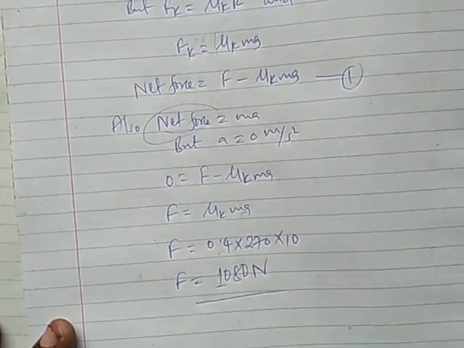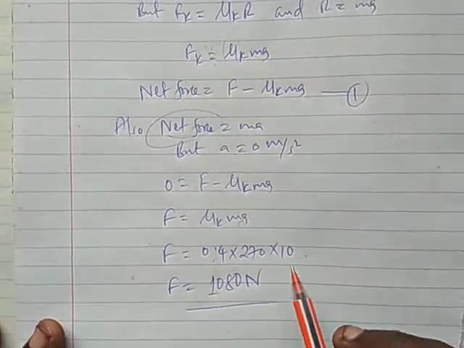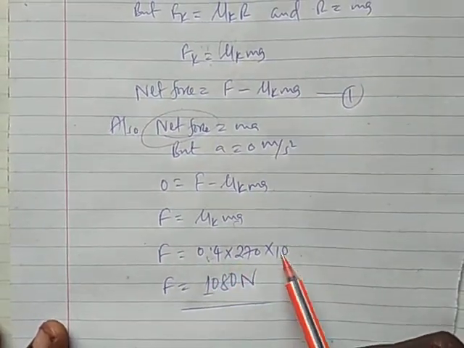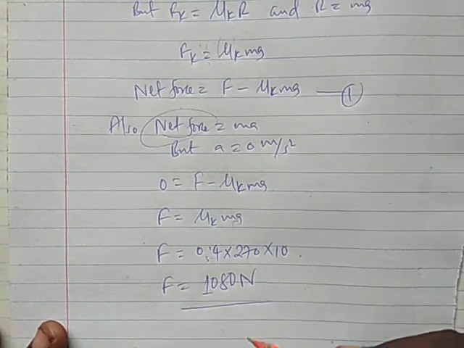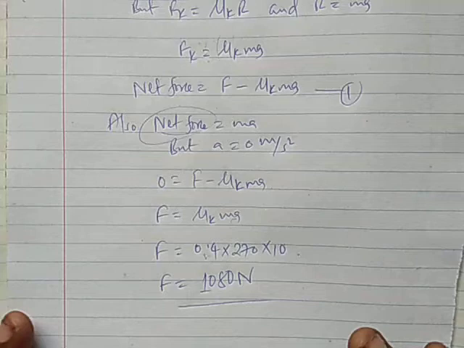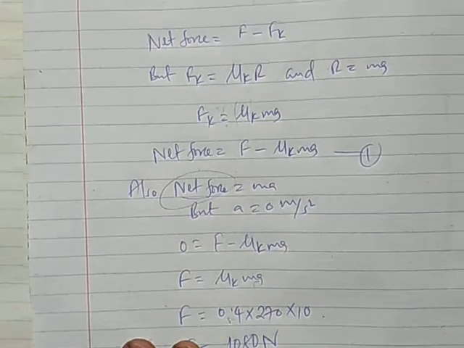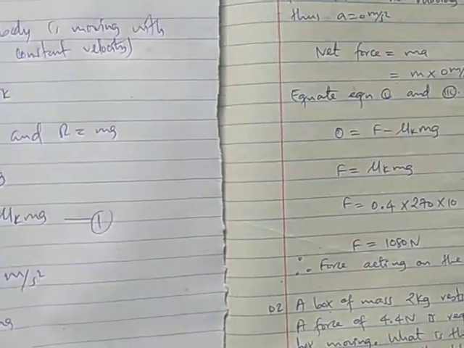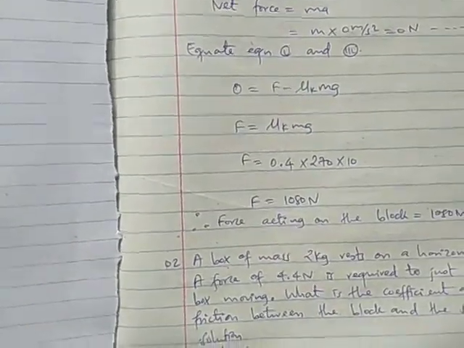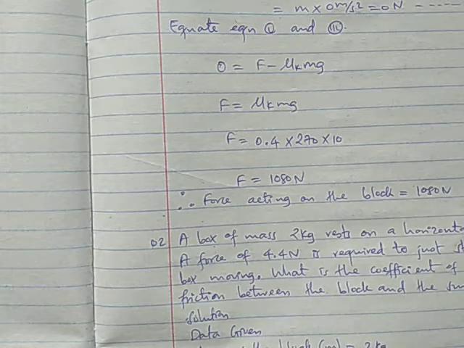Kuzidisha hapo 4 mara, sababu hii 0.4 mara hiyo 10. I mean hii 0.4 mara hiyo ni 4 mara hiyo 270. Tapata jibu kama hilo. So that will be the force acting on the block as it slides. And for our case, final answer ni hapo 1080. So we can move to the second question.